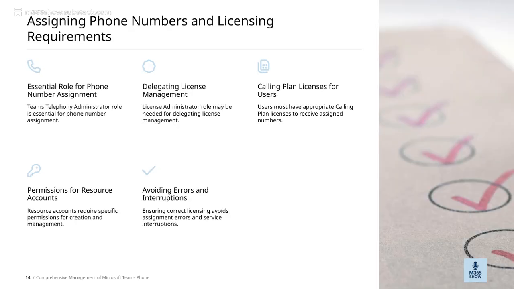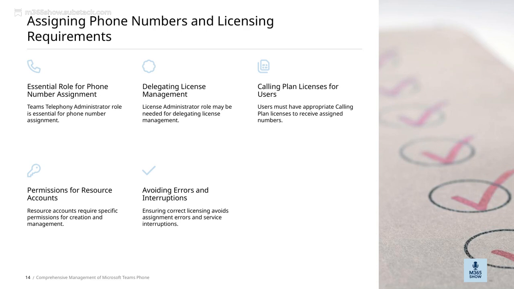When it comes to assigning phone numbers and managing licensing, there are a few key points I want to highlight. First, ensuring you have the correct licensing in place is crucial to avoid errors during assignment and to prevent any service interruptions. If licensing isn't set up properly, users might experience issues with their phone services, which we definitely want to avoid.